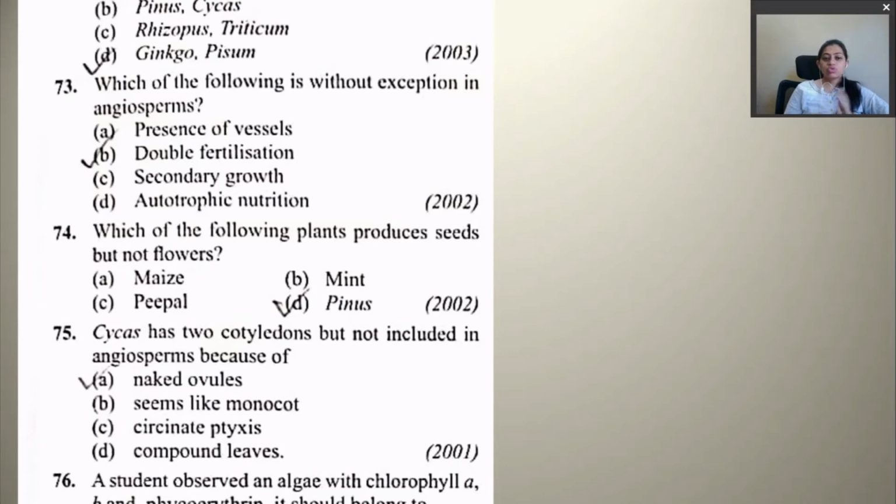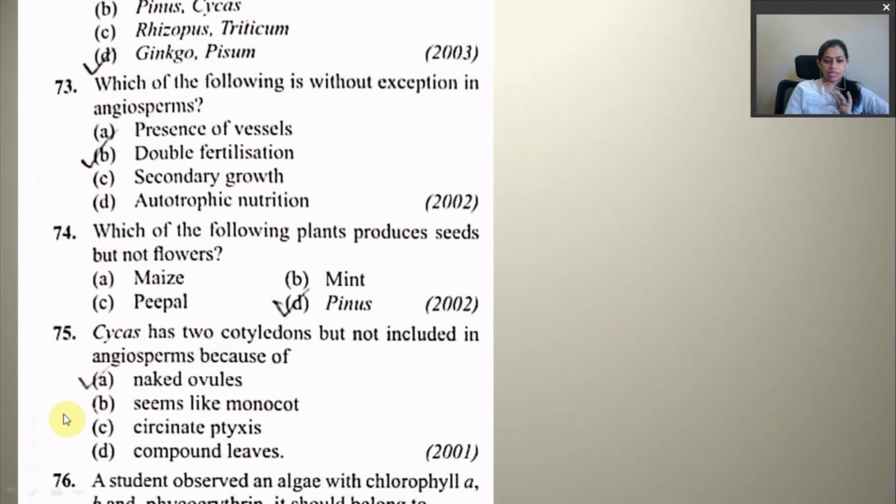Now, Cycas has 2 cotyledons but is not included in angiosperm because of its naked ovules. Okay, so the main feature which differs between gymnosperm and angiosperm is the presence of protection over the ovules, that is flower in case of angiosperm, but naked ovules are seen in gymnosperm. So the right answer is A. Not B, which seems like a monocot. So this is not right. Next, number 1 is naked ovules.